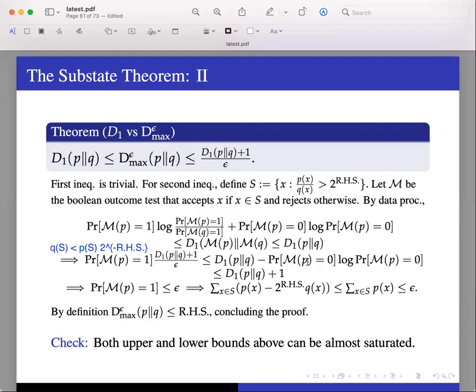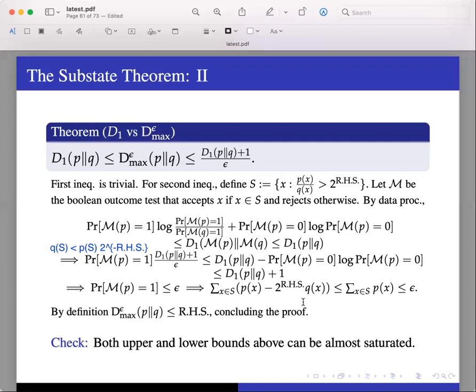Okay. So, in any case, whatever this probability of M_P equal to 0 is, this quantity is less than 1. So we just plug it in, simplify things, and conclude that the probability of M_P being 1 is less than epsilon. Which means that if I look at the condition for D epsilon max, what was the theorem of D epsilon max? D epsilon max says that you fix a threshold lambda. For this part of the math, my threshold lambda is this RHS.